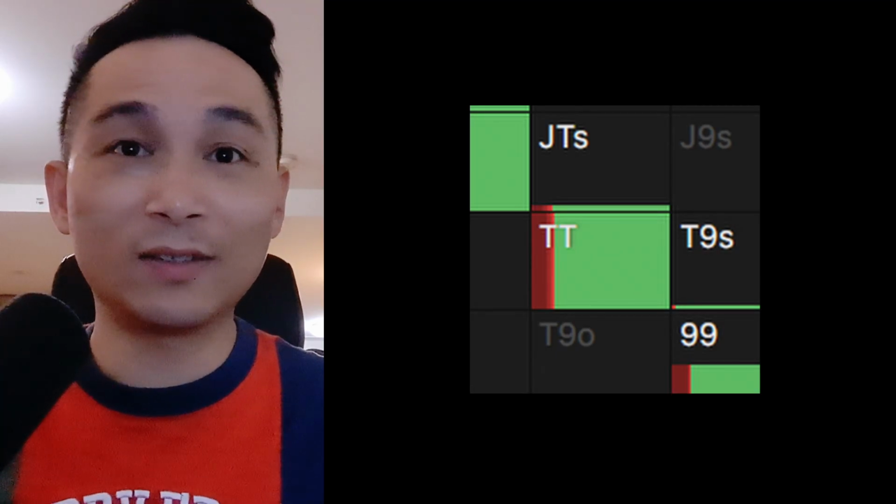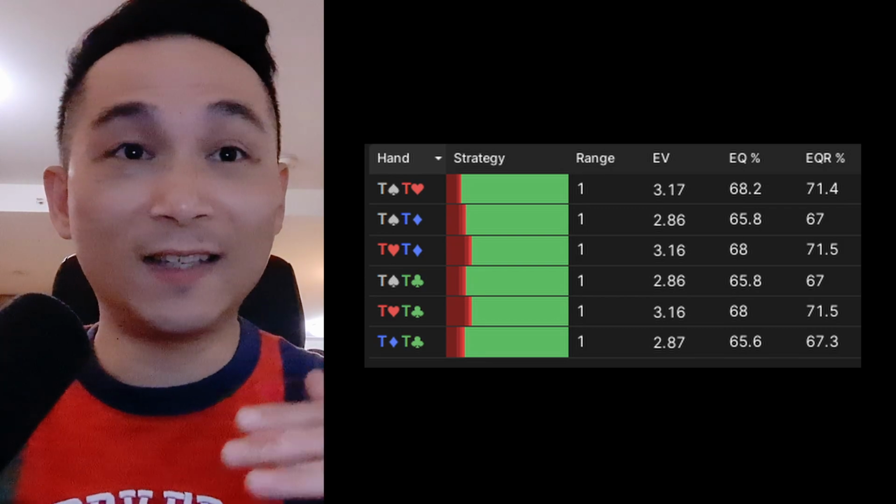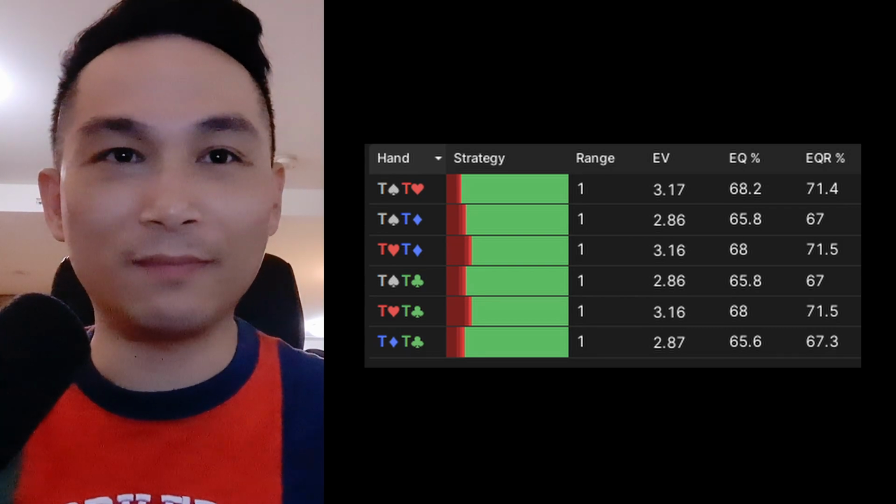One thing I want to say about solvers is it tells you what the mathematically optimal play is, but it actually doesn't tell you why. Like why you should do this. It's up to interpretation by the user. And sometimes it's obvious, sometimes not so much, which is where I think the value of coaching comes in. But okay, let's not get into that. Solver is saying check. I'm assuming to trap the villain.